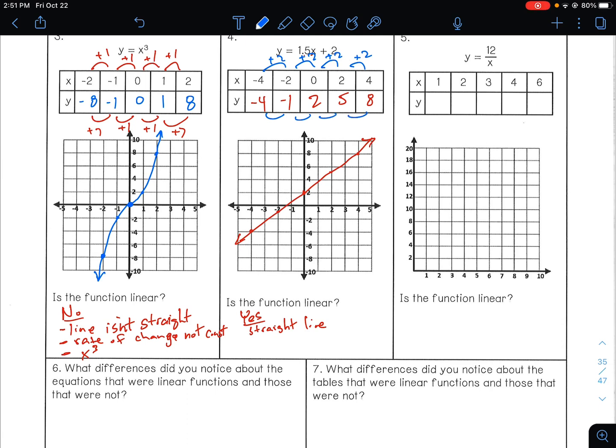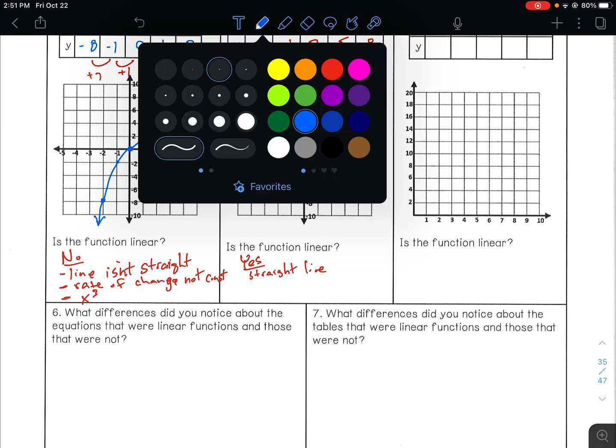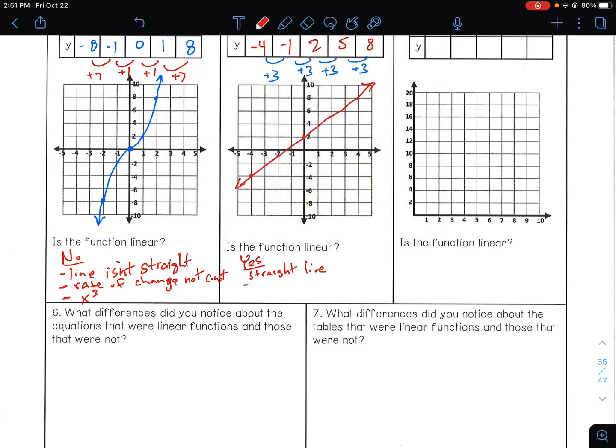Let's start with the positives. 5 to 3 is plus 3. 2 to 5, is that plus 3? Yeah, it is. Negative 1 to 2, yeah, you add 3. Negative 4 to negative 1, yeah, you add 3. So, constant rate of change. Constant ROC. I'm going to call ROC for rate of change.